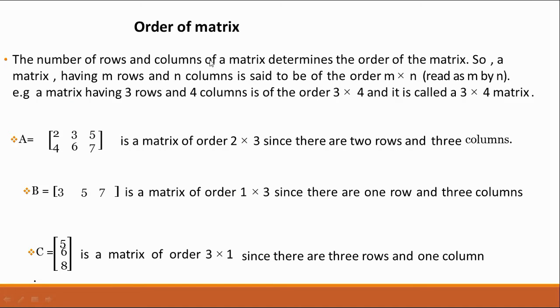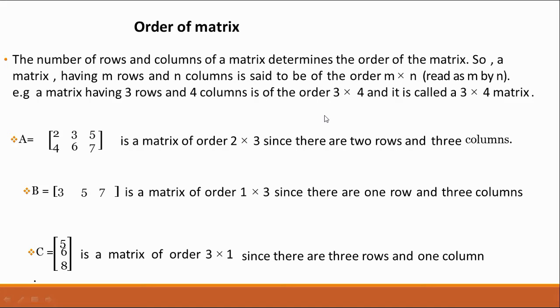Now what is the order of a matrix? The number of rows and columns of a matrix determines the order of the matrix. So a matrix having m rows and n columns is said to be of the order m by n. Read as m by n.